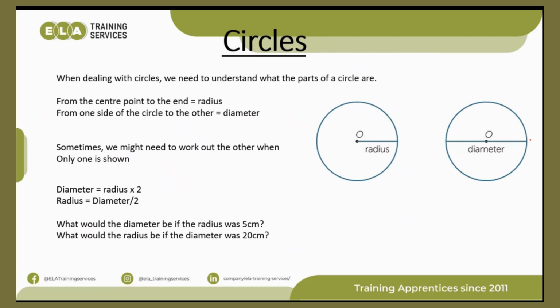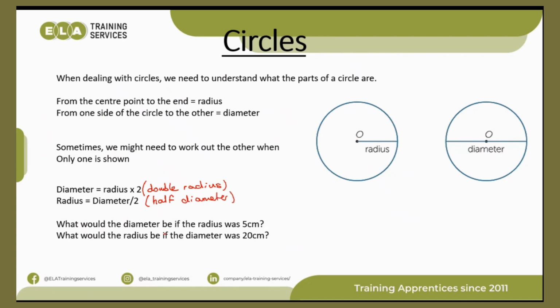From one side of the circle to the other is known as the diameter. Sometimes we need to work out the other when only one is shown. So if we wanted the diameter, we double our radius or times it by 2. If we wanted our radius, we do diameter divided by 2, or half the diameter.